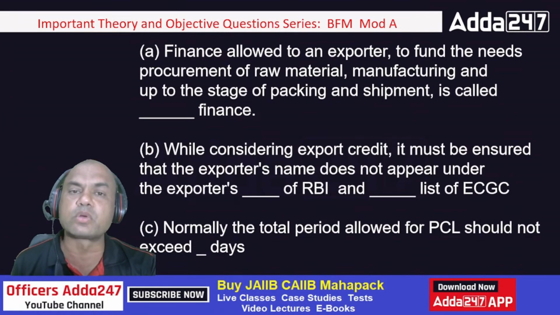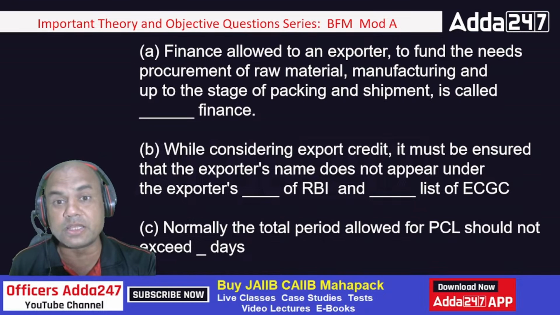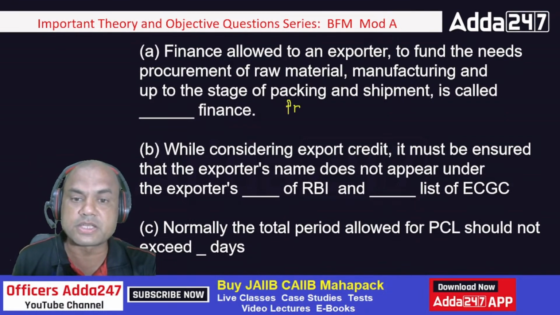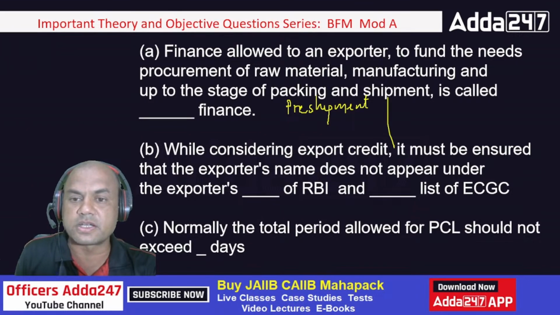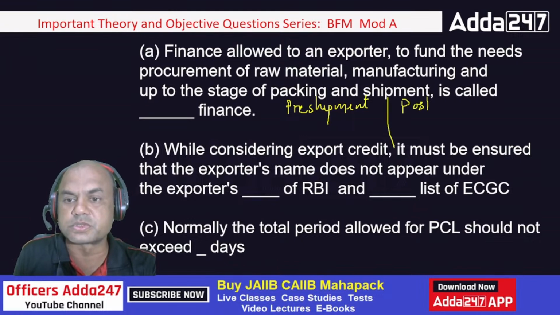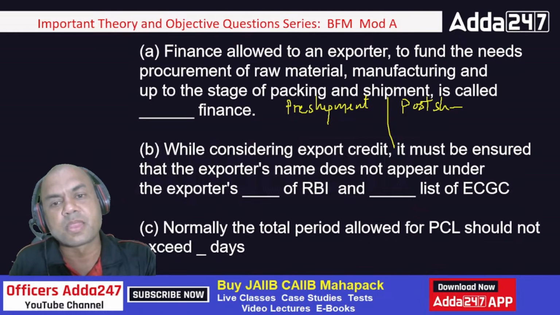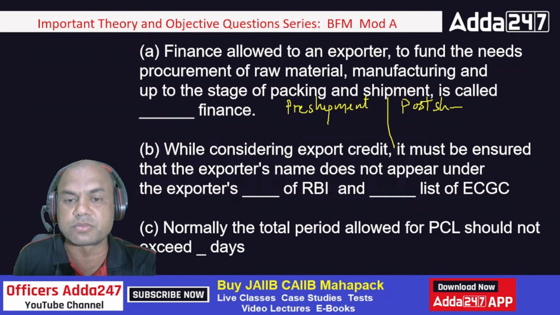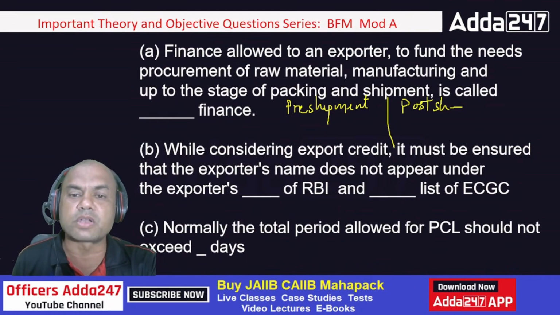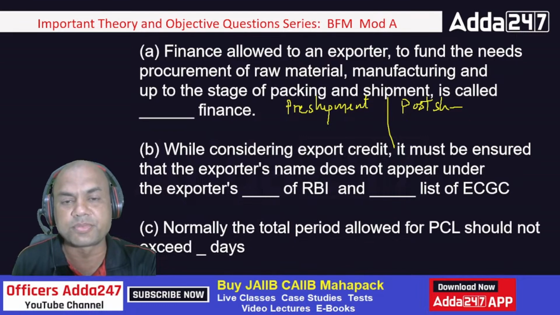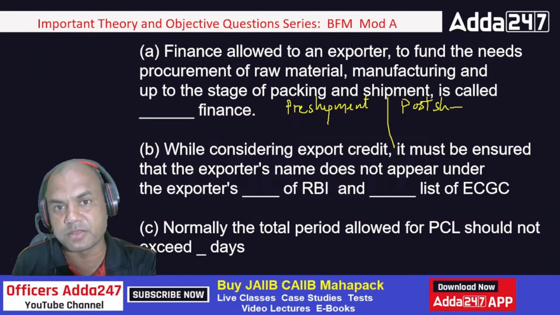So always remember there are two types of finances. Mainly, there are many types, but mainly two. One is pre-shipment, and second is post-shipment. So what is pre-shipment? Pre-shipment means before sending the goods: manufacturing, it includes everything, raw material, manufacturing, labor, packaging, everything. Whatever is required for manufacturing is required over here. So that's why this is known as pre-shipment, before shipment.